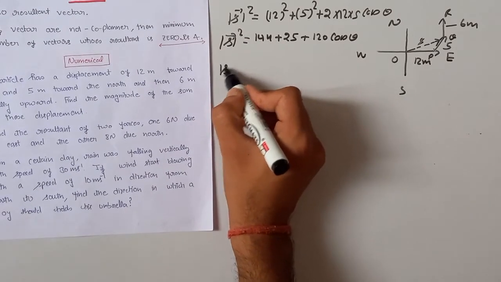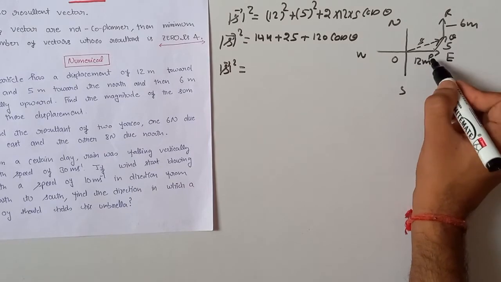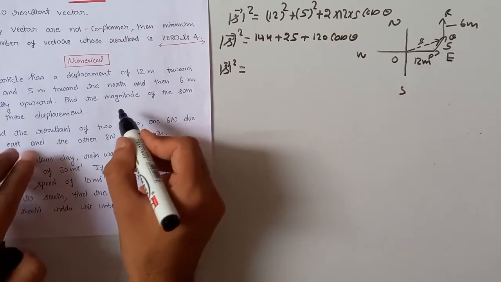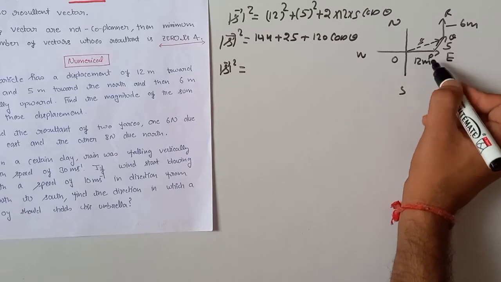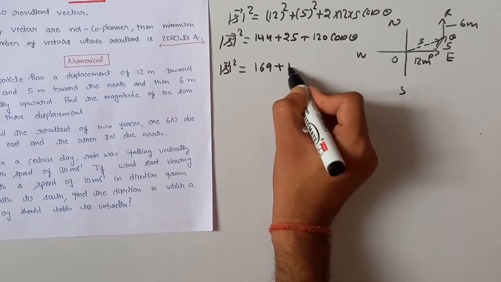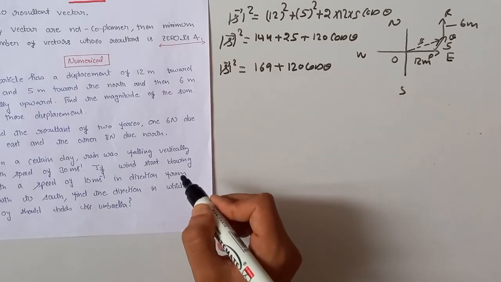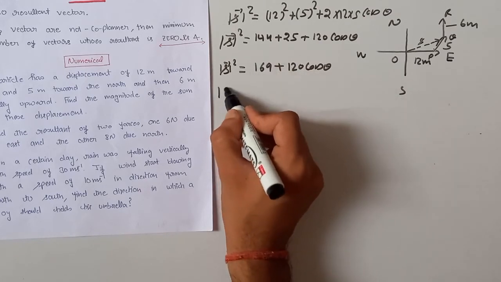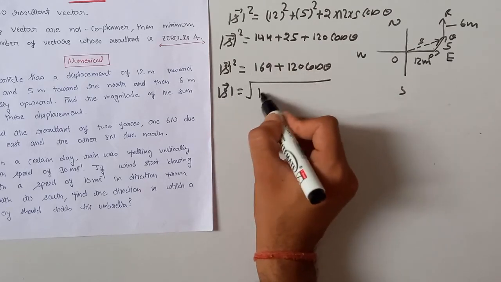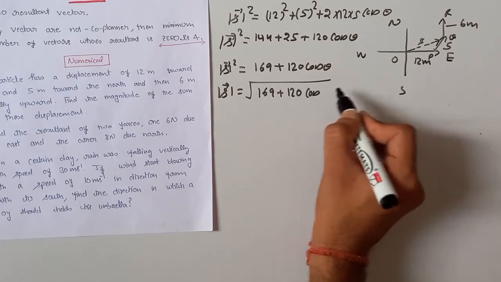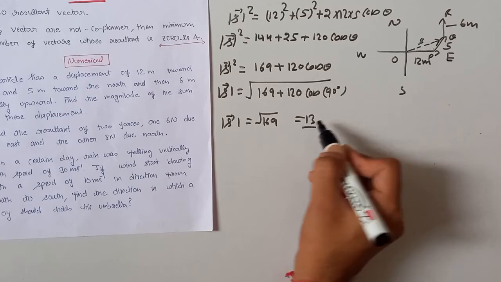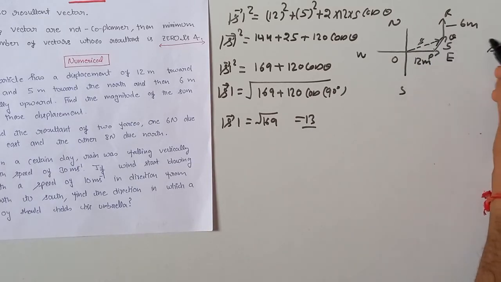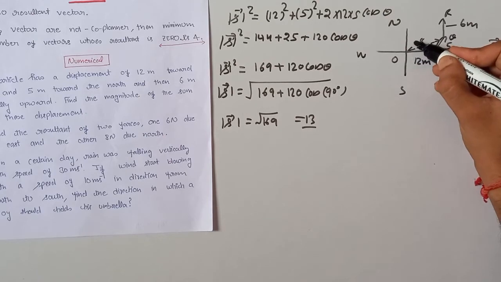So magnitude of S squared, where S is the resultant vector of P and Q, is 169 plus 120 cos theta. Now the magnitude of S is the square root of 169 plus 120 cos theta. Here theta is 90 degrees, so the magnitude of S is the square root of 169, which is 13. So the resultant of P and Q is 13.